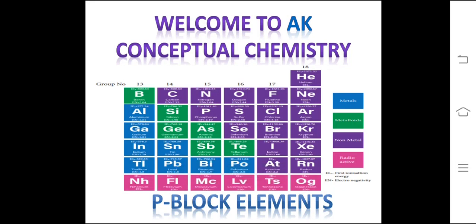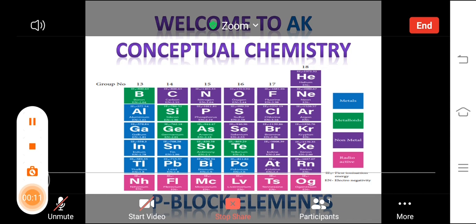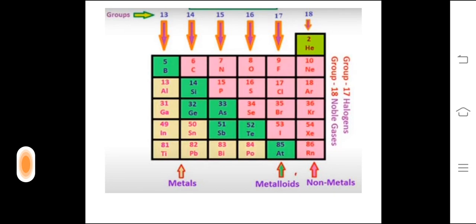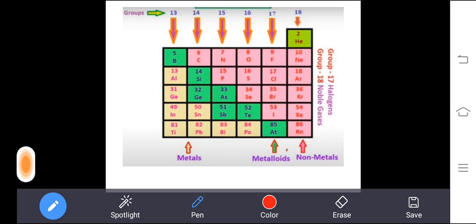Welcome to Constitutional Chemistry. In this section, we are going to discuss the p block elements. The p block elements in the modern periodic table start from group 13 and end in group 18.